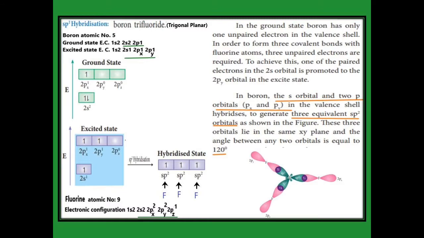We get the trigonal planar structure. Why is it called planar? All 3 fluorine atoms and the 1 boron atom lie in the same plane and form the trigonal structure, and the angle between the hybridized orbitals is 120 degrees.